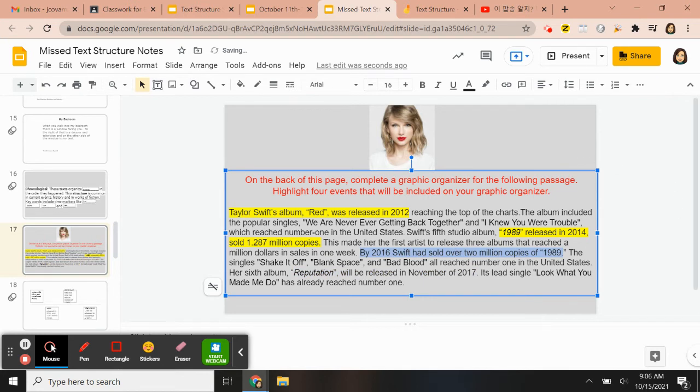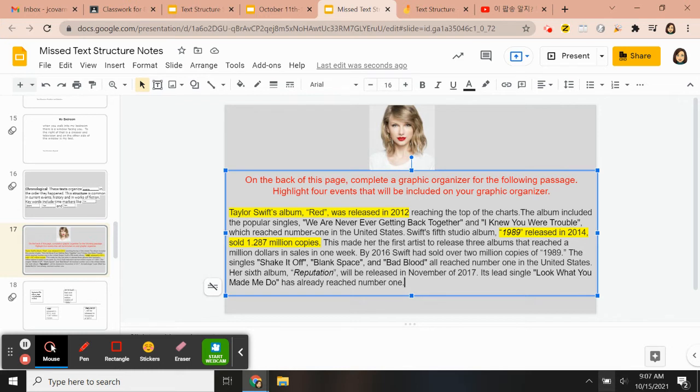All right, who found the next date? Who found the second date? And what was important about it? Vivian, what did you highlight? "Swift's fifth studio album, 1989, released in 2014, sold 1.287 million copies." Excellent job. So the next thing you should have highlighted is 1989, released in 2014, sold 1.287 million copies.